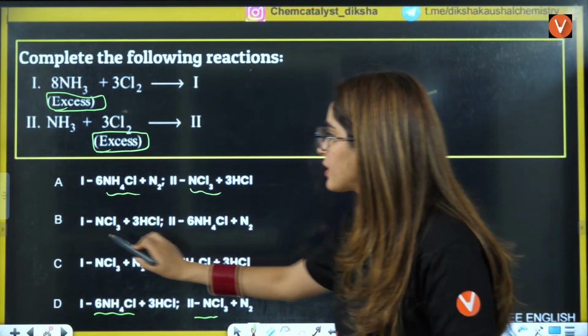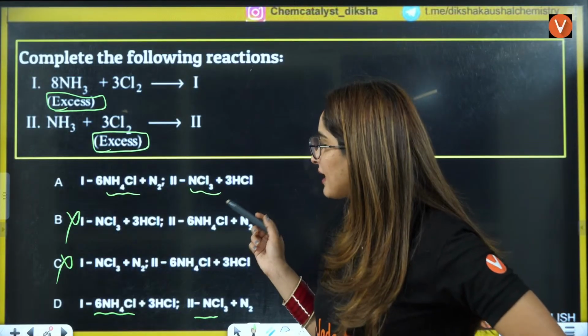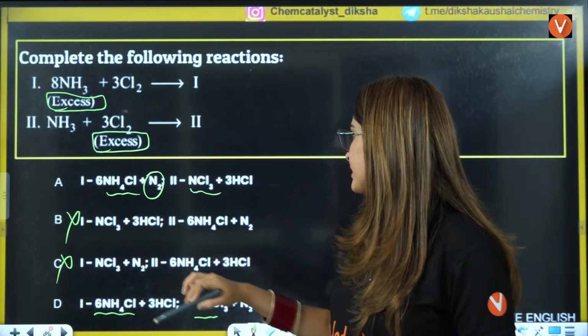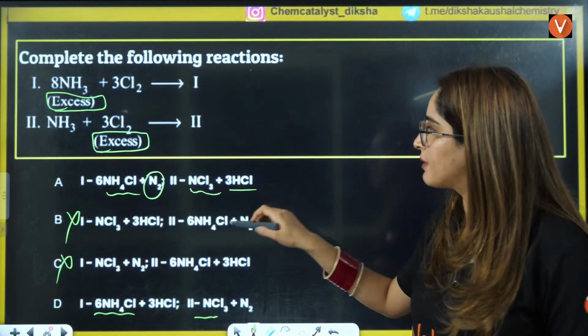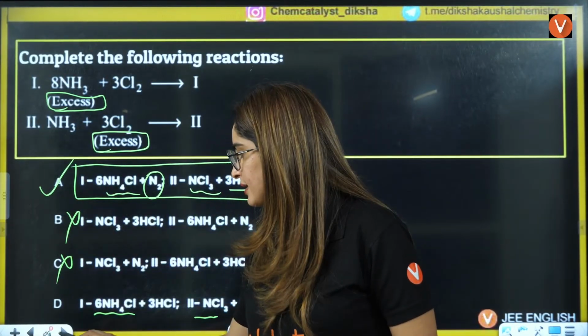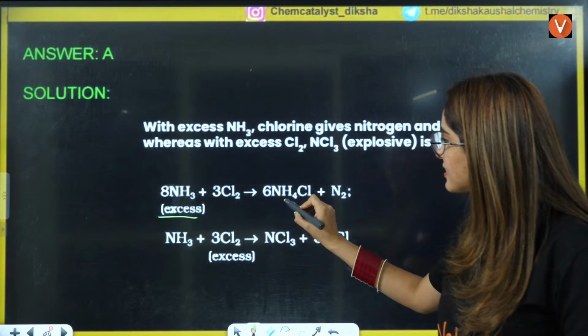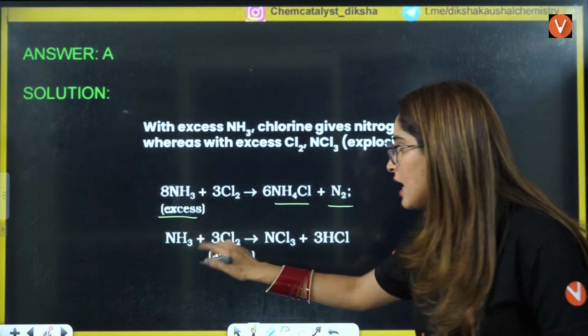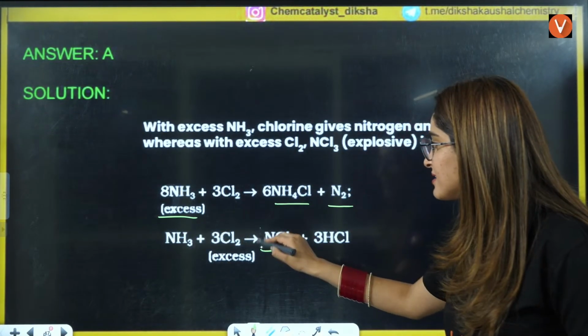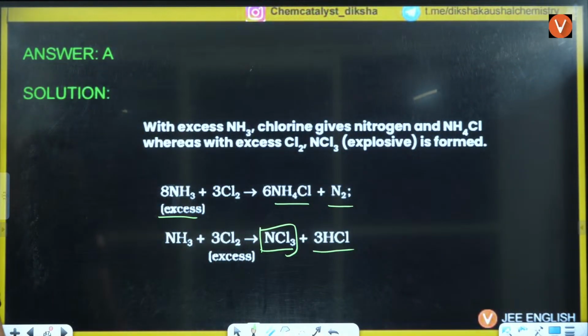Okay, that means these two are eliminated, right? When you have NH3 in excess, N2 will be eliminated side by side, and here HCl will be eliminated. So A is the correct answer here. When NH3 is in excess, you have NH4Cl with N2. When Cl2 is in excess, you have NCl3 and HCl. So that's why A will come out to be the correct answer, right?